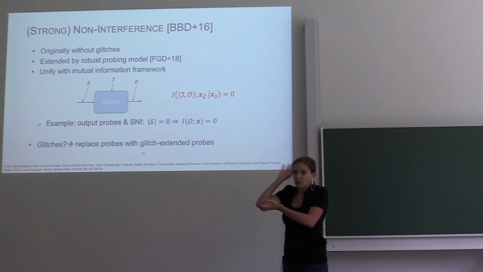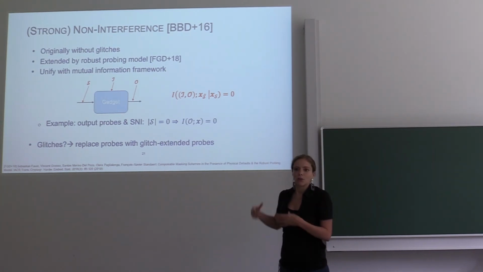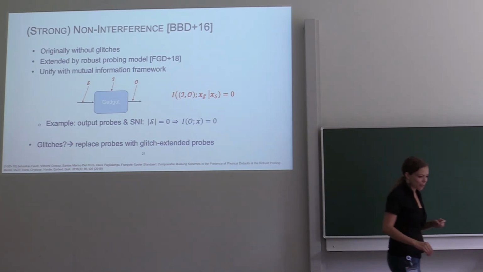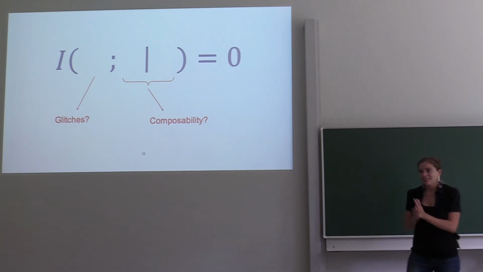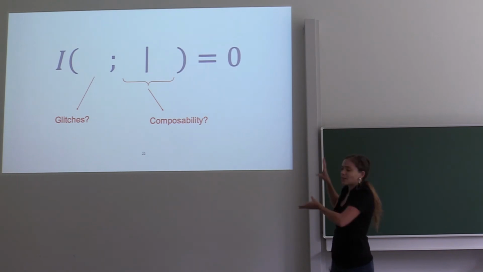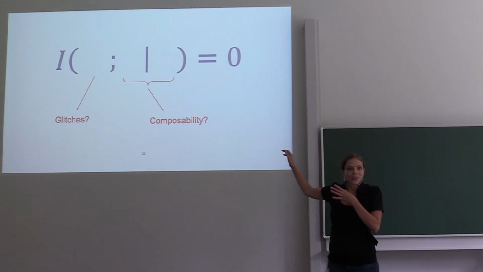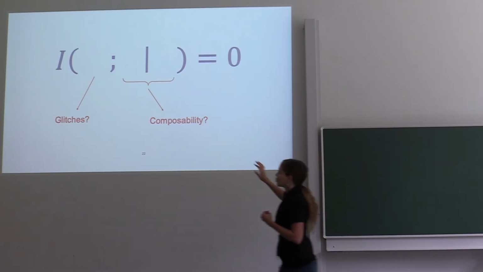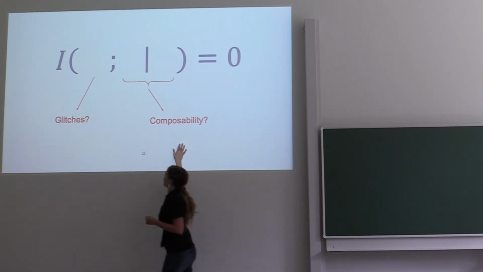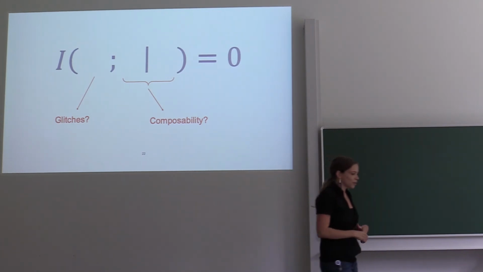And now that we have this, it's very easy to extend these notions with glitches, because all we have to do is replace the normal probes with glitch extended probes. So basically, the point of this presentation is that we are formulating all the security notions in this way. You have the mutual information of something with something is 0, where the first part depends on whether you are using glitches or not, and the second part depends on whether you want composability or just probing security.